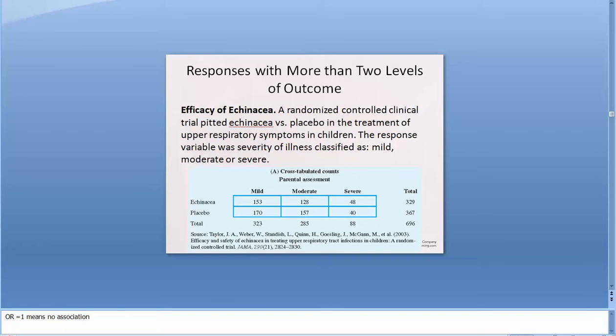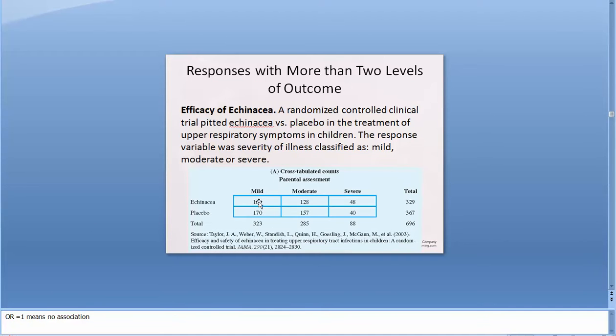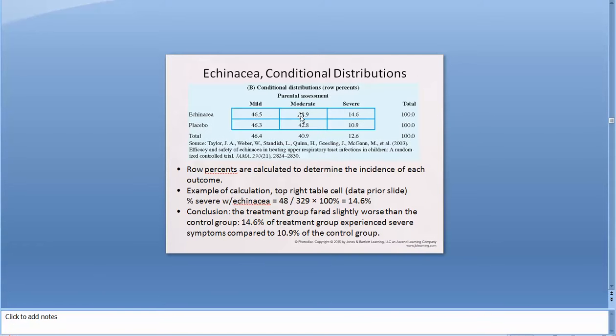And then once you can calculate the row percents. Remember, we talked about row percents. So to get the row percents, let me go back in here. Now to get the row percent for those who were given the drug, and then to look for each of these different categories, you will have 153 divided by 329, 128 divided by 329, and so forth. Okay, so let's look at the row percents.